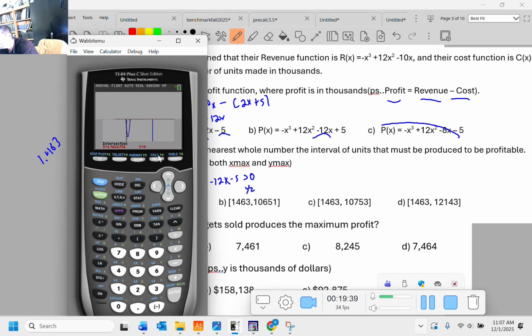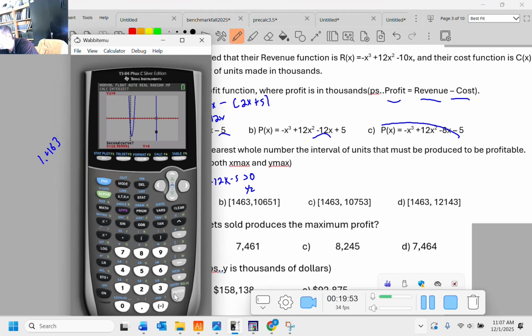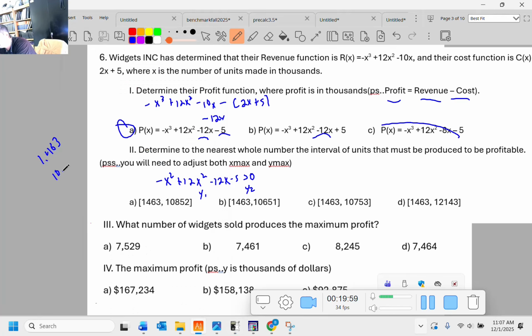Second trace. That's probably what happened. You got that, and you just were like, well, I don't know what to do next. You go through the same exact procedure. You just go over to the next intersection. Oh, there she was. Enter, enter, enter. And I got 10.852. There you go. 10,852. All right, what number of widgets sold produces the maximum profit?